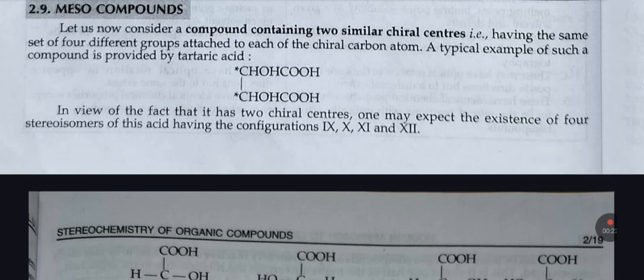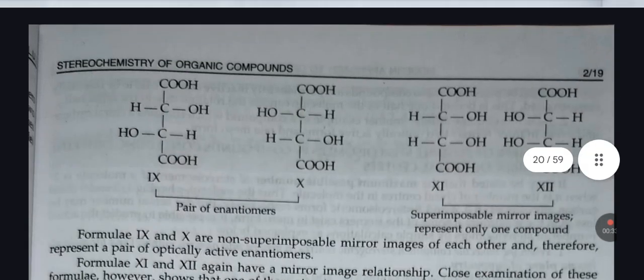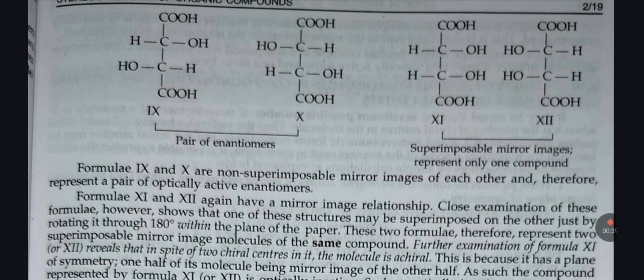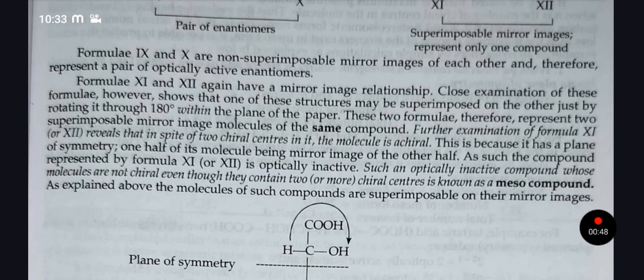In view of the fact that it has two chiral centers, one may expect the existence of four stereoisomers of this acid having the configurations 9, 10, 11 and 12. This figure shows the pair of enantiomers 9 and 10; 11 and 12 show superimposable mirror images representing only one compound. Formula 9 and 10 are non-superimposable mirror images of each other and therefore represent a pair of optically active enantiomers. Formula 11 and 12 again have a mirror image relationship.